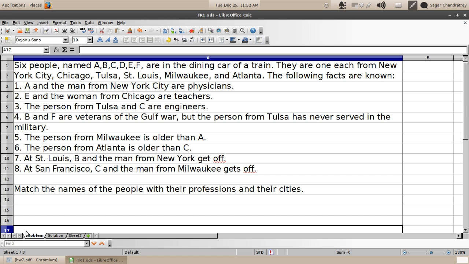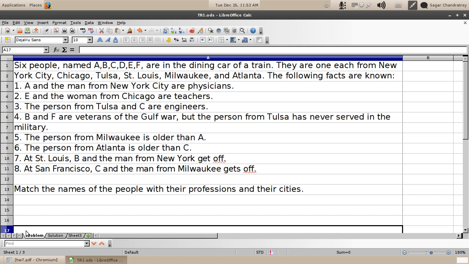Let's begin with the first statement. A and the man from New York are physicians. Now this statement has two pieces of information. One is a direct information and the other is indirect. The direct information, as you can see here, is A is a physician. The indirect information is the man from New York is also a physician, and when you say this together, that A and the man from New York are physicians, it means that A is not from the New York City. Though A is a physician, he is not from the New York City.